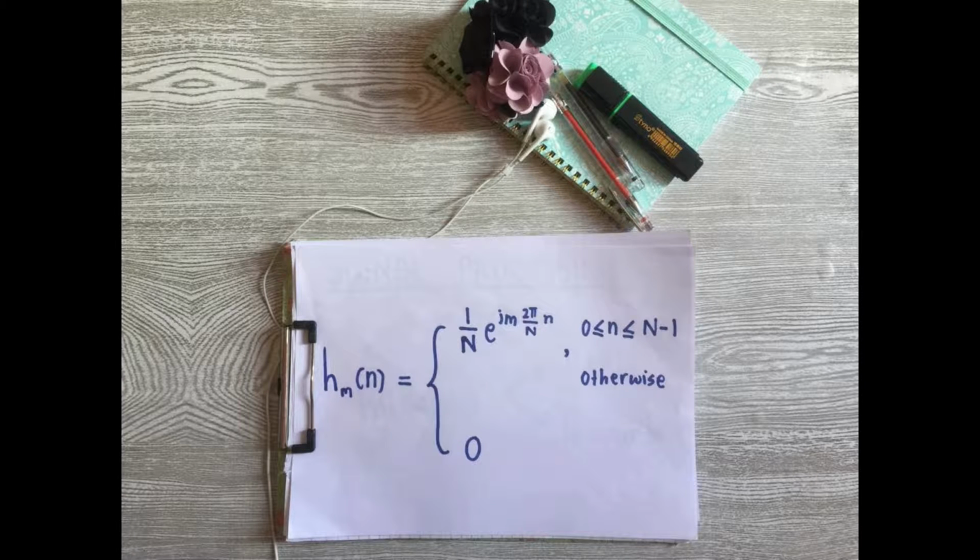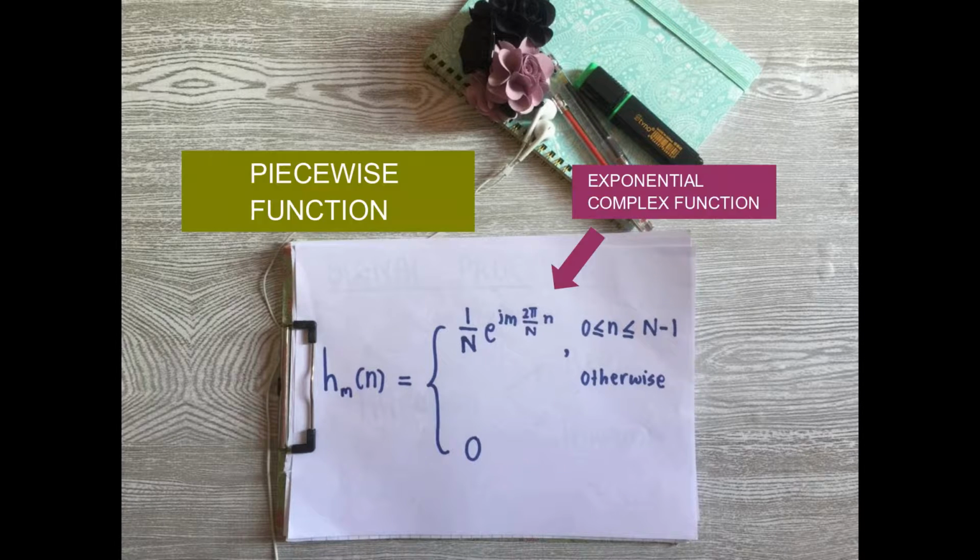This is an example of complex function that is often used when the impulse response is complex. The complex impulse response is a piecewise function which results in an exponential complex function or returns a value 0.